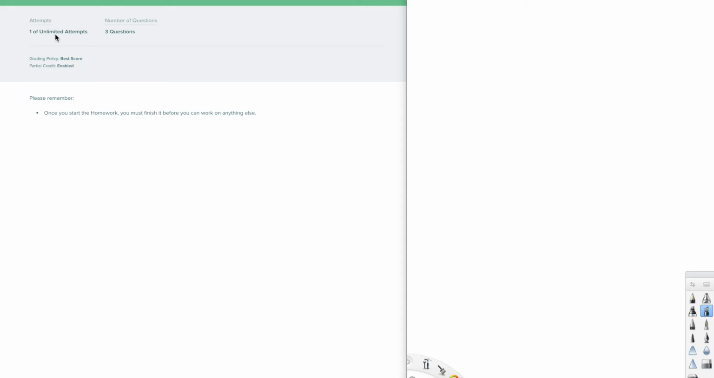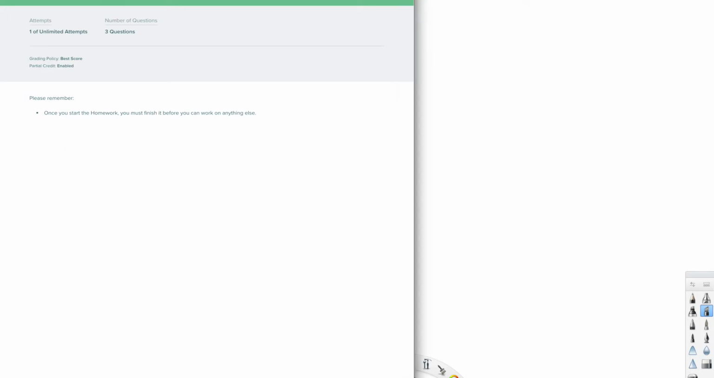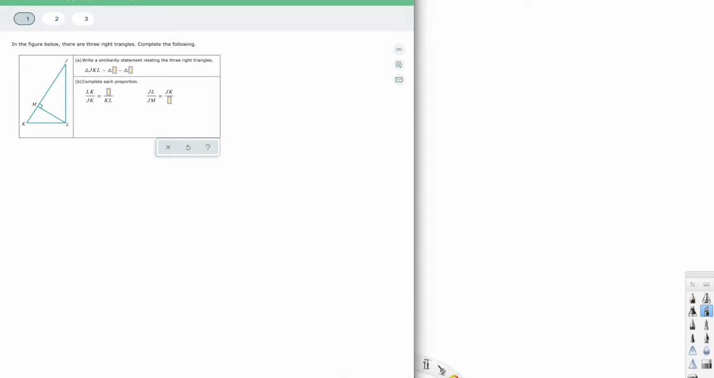Partial credit is enabled, so if you answer 1 of 3 questions correctly, you get credit for the one question, or however many you answer correctly. Down here it says, please remember once you start your homework, you must finish it before you can work on anything else. What that means is once I click start in the bottom right corner, I will see the submit assignment button. I need to make sure that I click that submit assignment button to finish my assignment. And by not being able to work on anything else, it means it's going to lock out your account. So it's going to lock out your assignments, your resources, and your grade book. So really your account just gets locked until you click submit assignment.